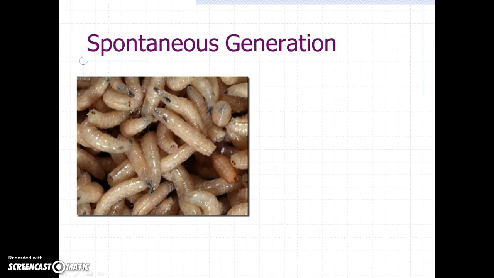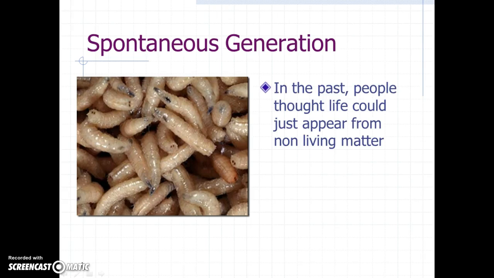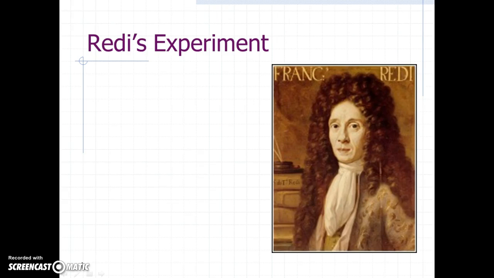Now, we're going to talk about this in terms of spontaneous generation. This is a very old concept. You can see on the left, there's a picture of maggots. Maggots are one of the creatures that people believed came out of nowhere. And this is what spontaneous generation means, that life could appear from non-living matter. For instance, maggots just appear on meat. The meat physically makes the maggots.